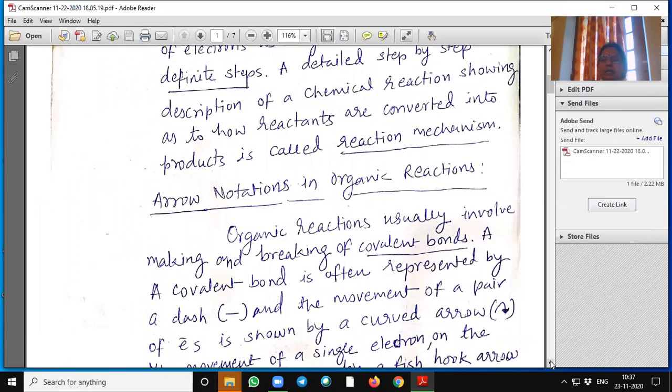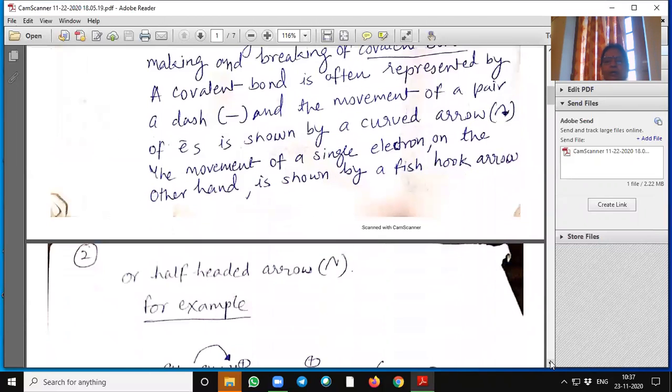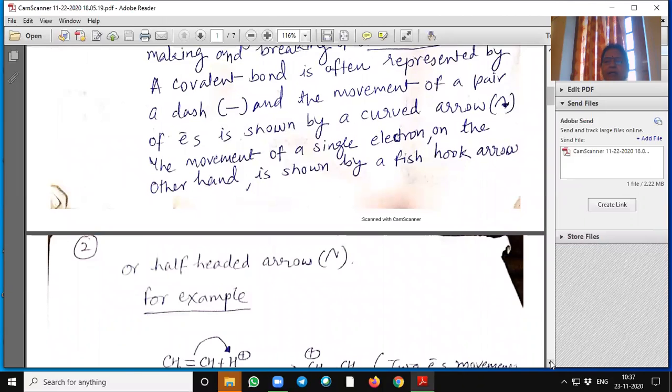Arrow notations in organic reactions. Organic reactions usually involve making and breaking of covalent bonds. A covalent bond is often represented by a dash, and the movement of the electron pair is shown by a curved arrow. The movement of a single electron, on the other hand, is shown by a hook arrow or half-headed arrow.